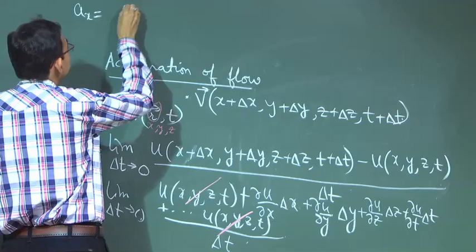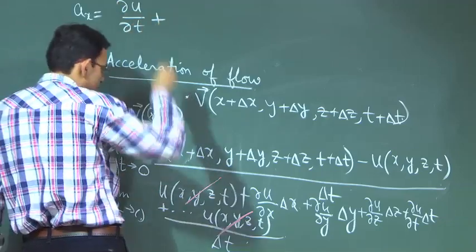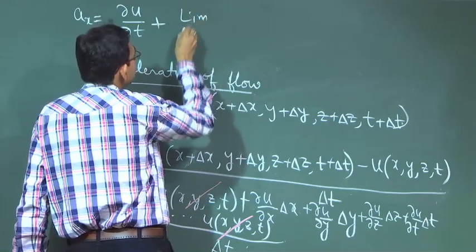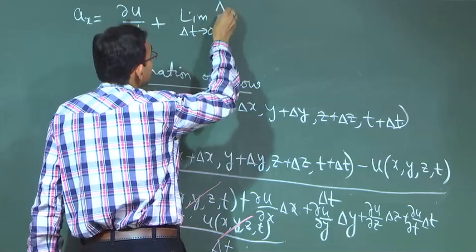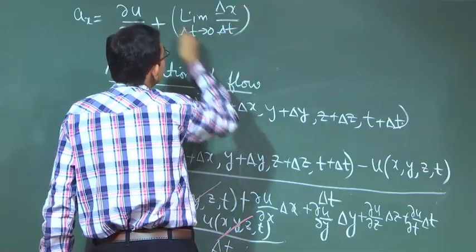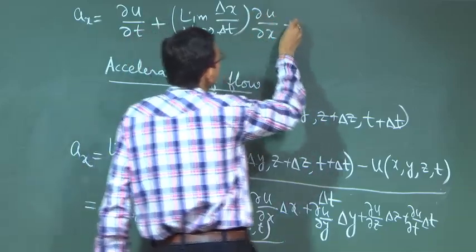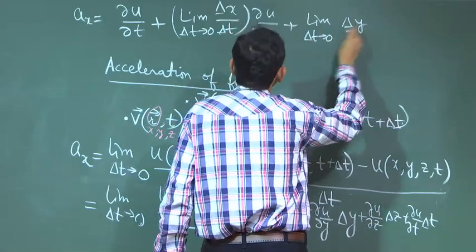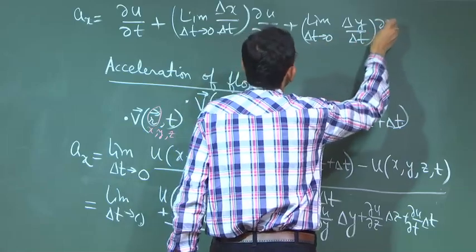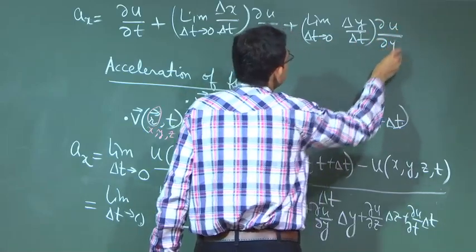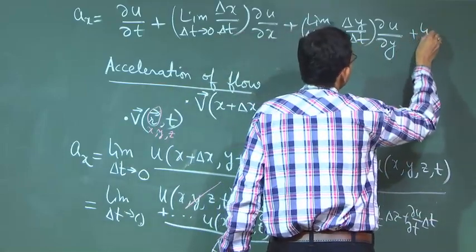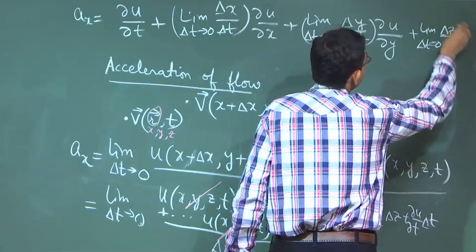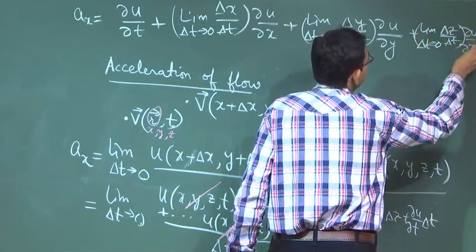So, first term is del u del t straight away, plus limit as delta t tends to 0 delta x by delta t into del u del x, plus limit as delta t tends to 0 delta y by delta t into del u del y, and plus limit as delta t tends to 0 delta z by delta t into del u del z.